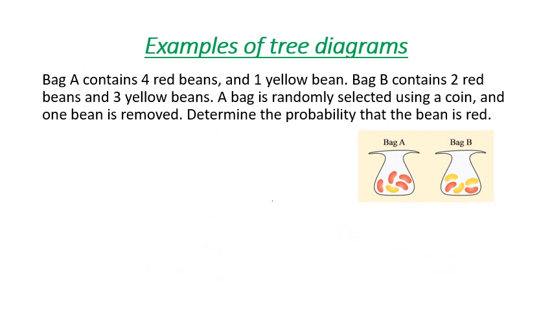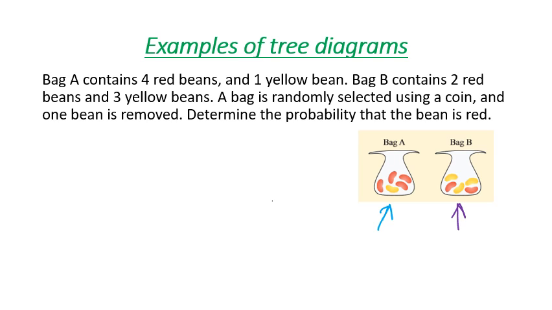Okay, let's have a look at another example where we need to use a tree diagram. It says bag A contains 4 red beans and 1 yellow bean, while bag B contains 2 red beans and 3 yellow beans. A bag is randomly selected using a coin, and 1 bean is removed. Determine the probability that the bean is red.